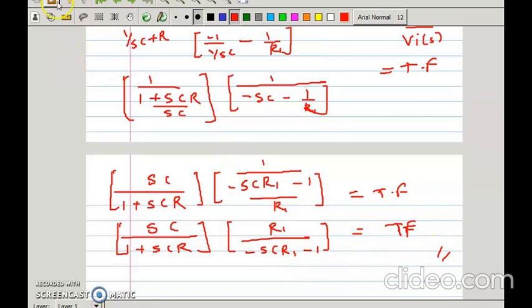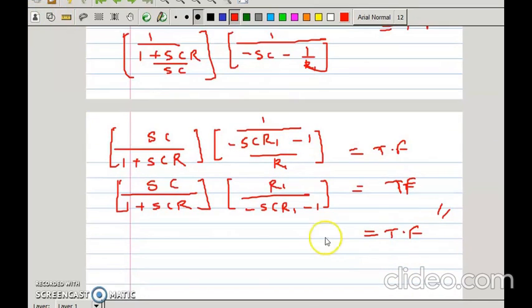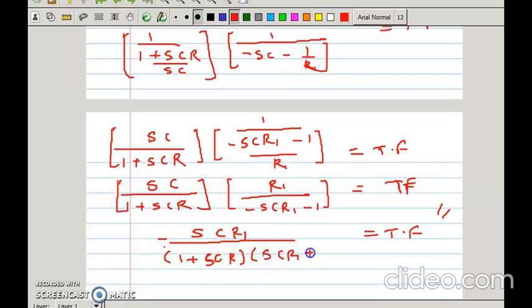So such a type of example may be asked in your final exam. Okay, SCR1, this is as it is, right? See, we are just multiplying numerator with numerator and denominator with denominator. When we do that, what happens? It becomes SCR1 divided by 1 plus SCR, and minus, we put outside, it becomes SCR1 plus 1. Okay, so this is your final answer, right?